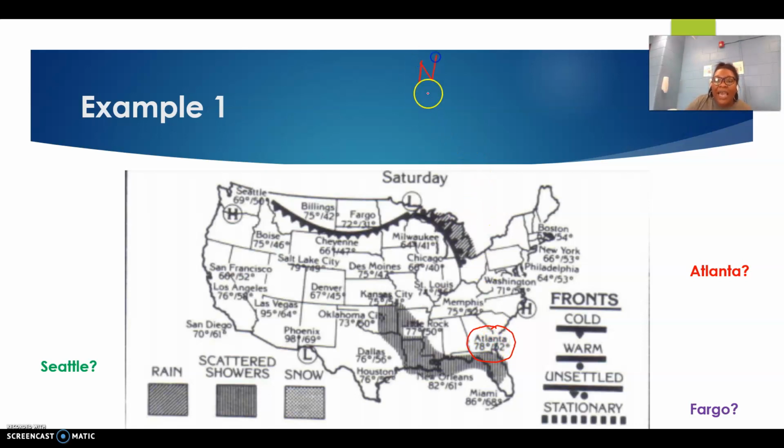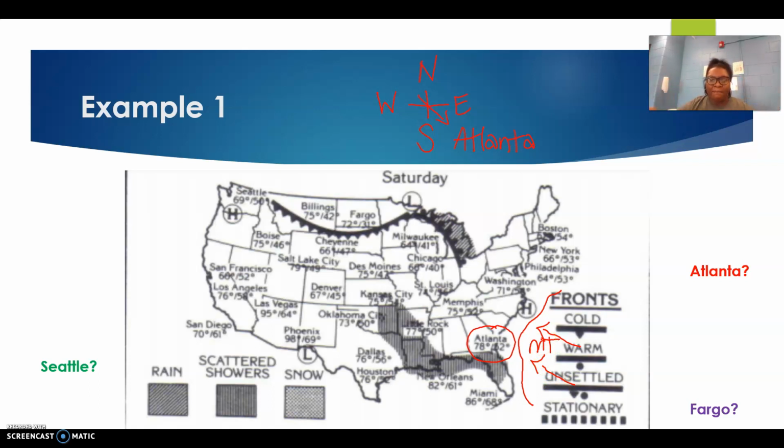If you'll notice, Atlanta is in the southeast, okay? Atlanta is going to be in the southeastern part of the United States. So Atlanta is going to be influenced by this air mass here. Notice the color of this air mass. Yes, it's going to be influenced by that maritime tropical air mass. So that means warm, humid, or moist air is going to be over Atlanta.